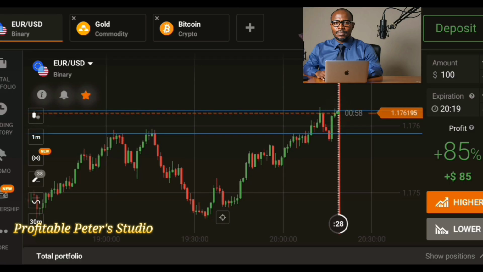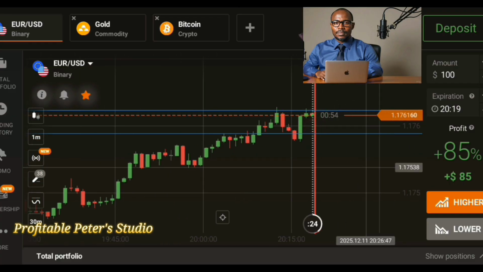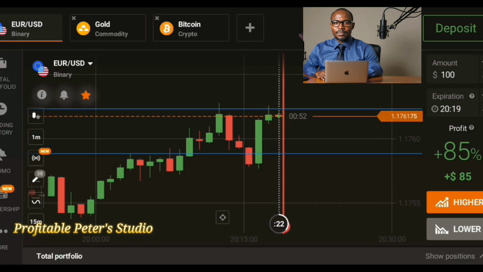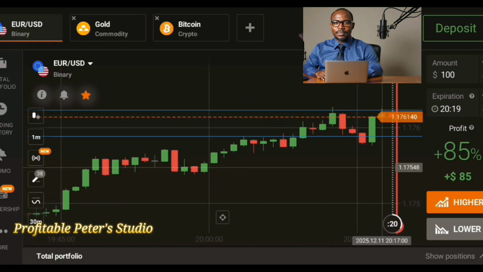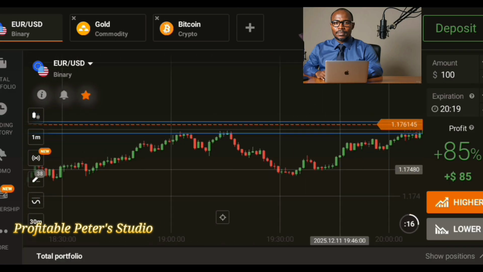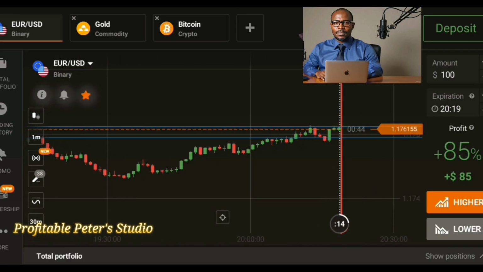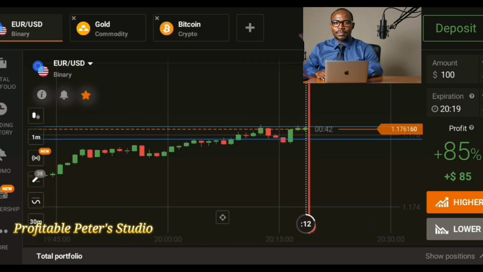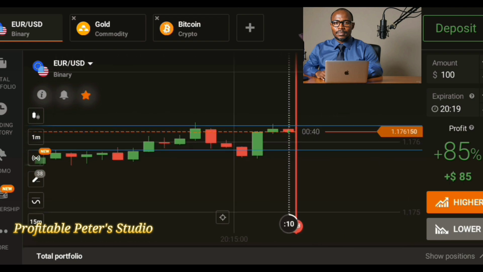All right, so the candlestick has closed and it has formed an inverted pin bar. So it's likely to reverse down, but as you can see, it's on an uptrend, so it will not be wise for me to sell into this market. If I sell into this market, I'll go against the trend.